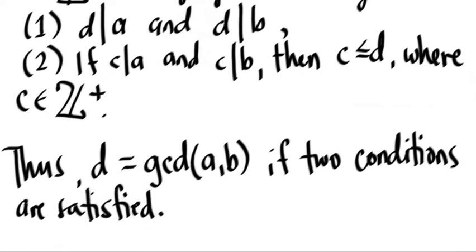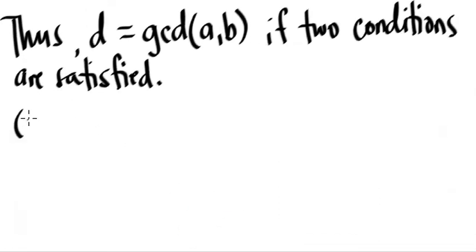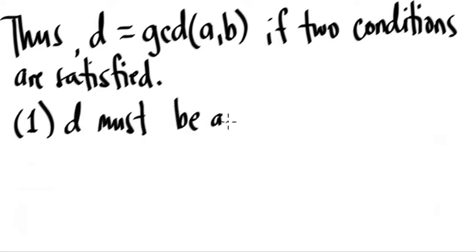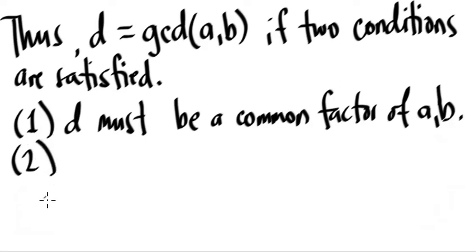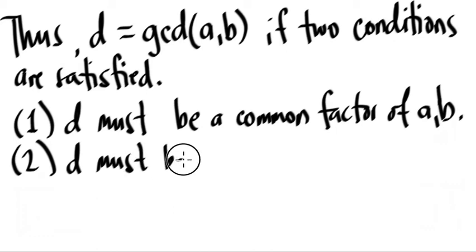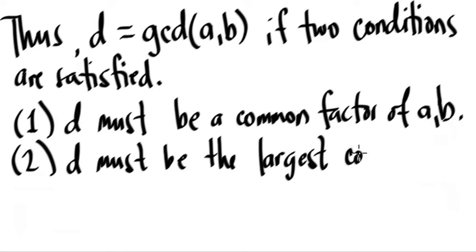So in words, just to clarify the statements above: number 1, D must be a common factor of A and B. And number 2, D must be the largest common factor of A and B.